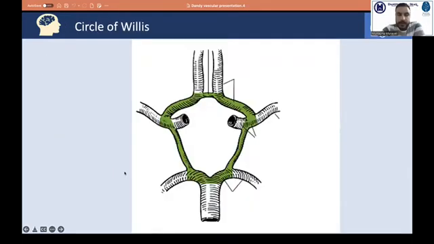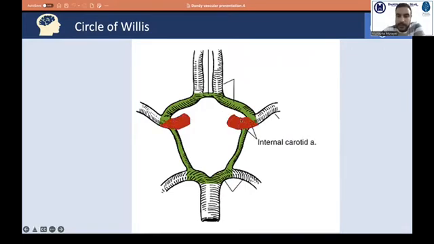Okay, let's start now from the very basic anatomy. You may have heard of it or not. The circle of Willis, the main blood supply to the brain. It lies at the base of the brain. Here, the green outline represents the circle. This is the circle of Willis. Let's know what it consists of.